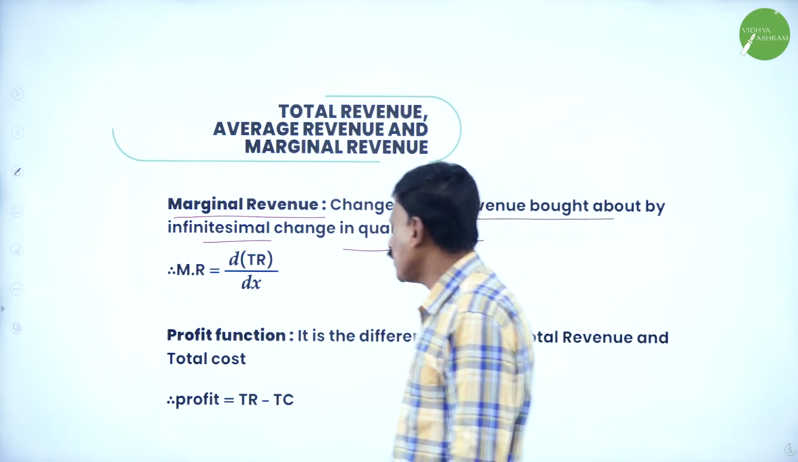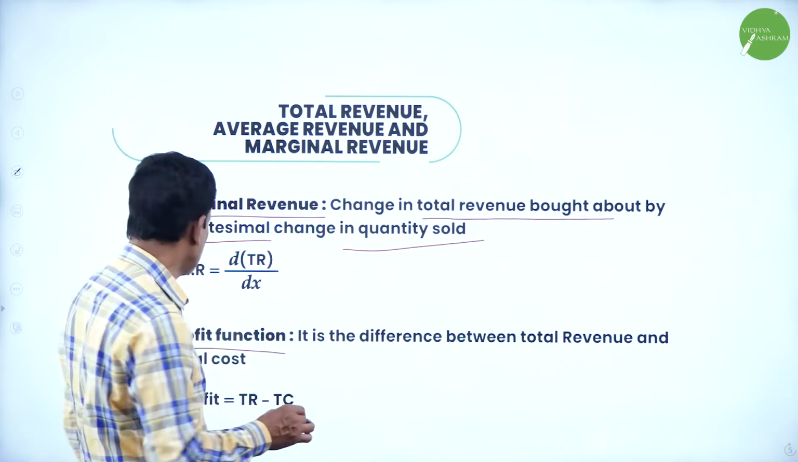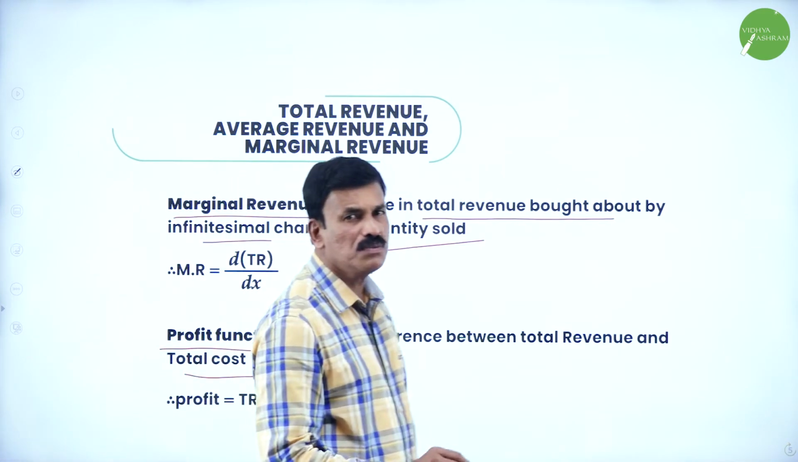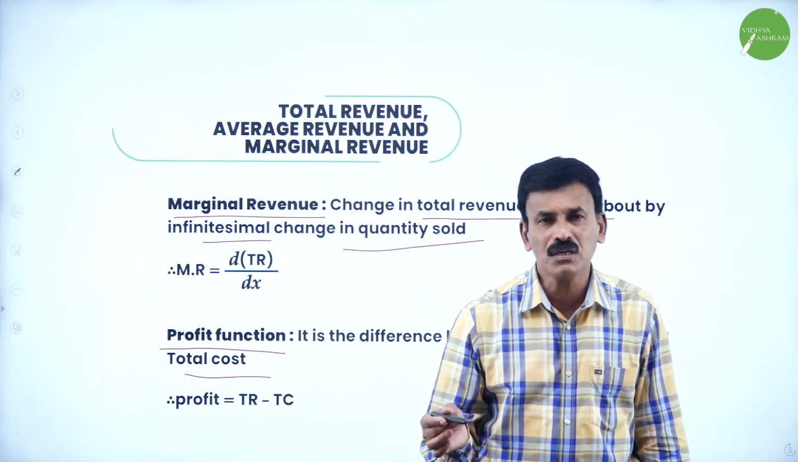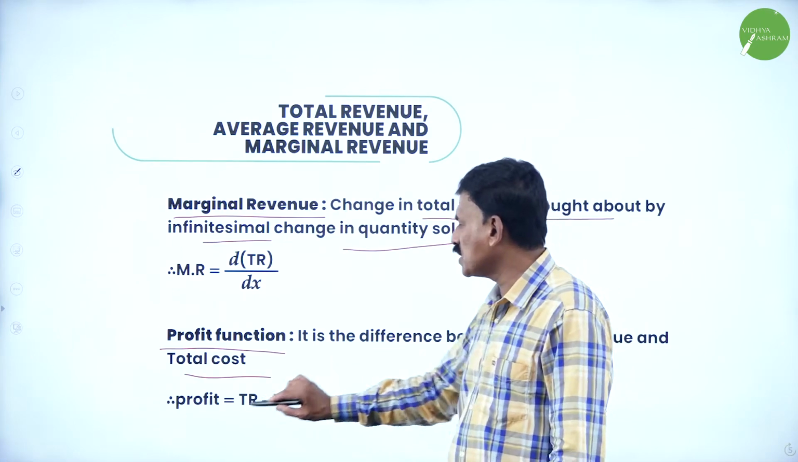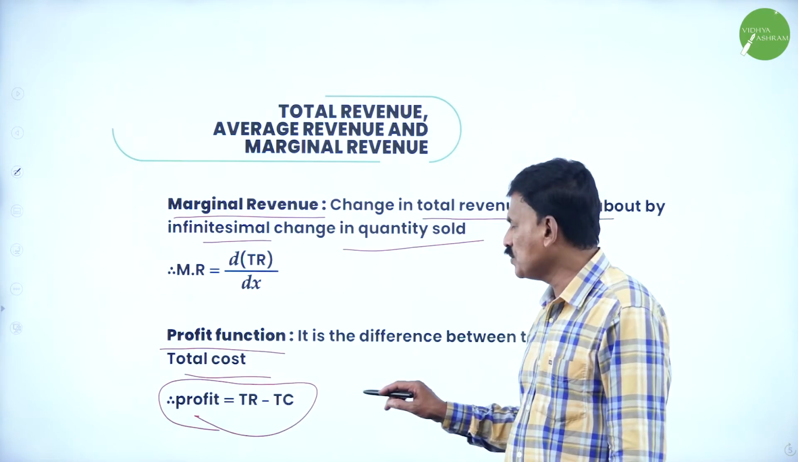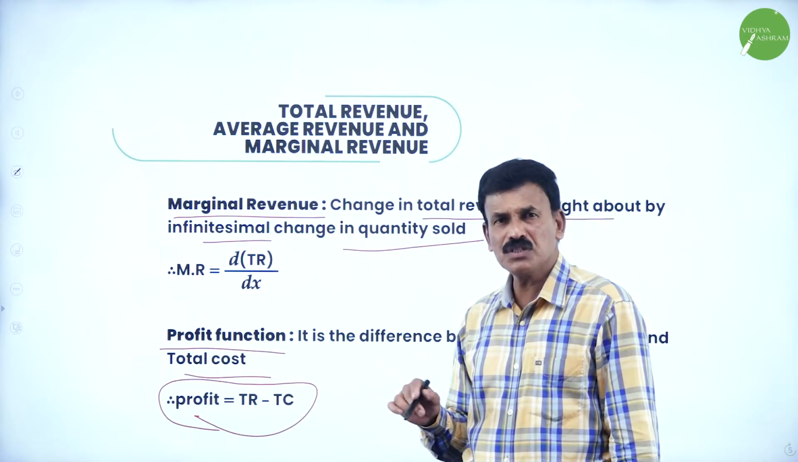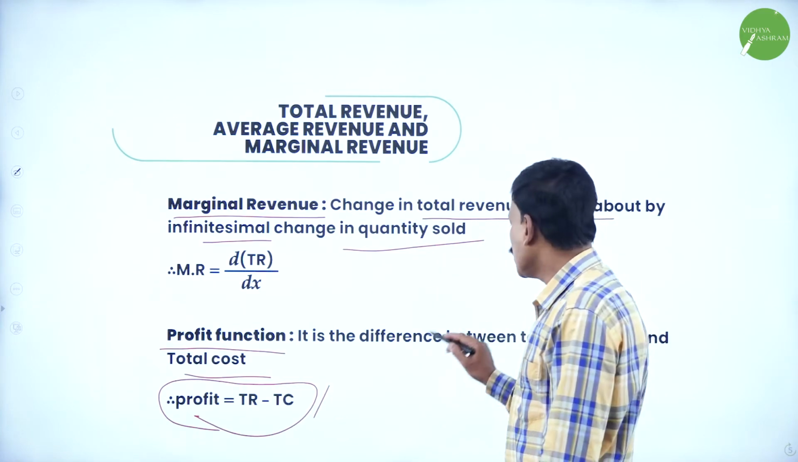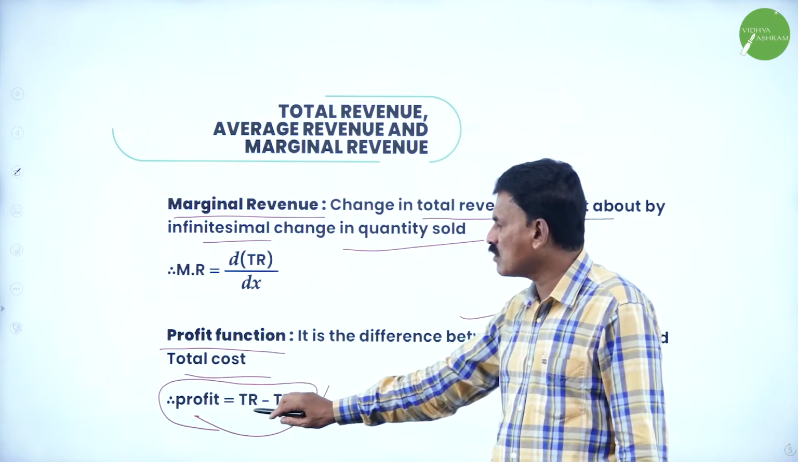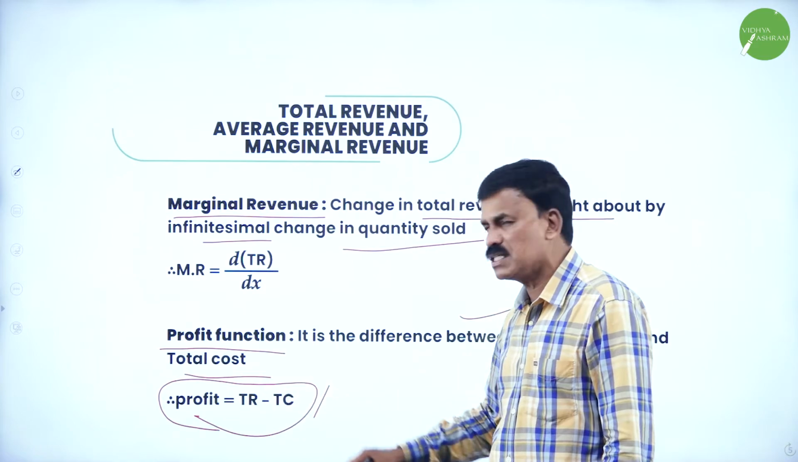Now what is a profit function? Profit function is nothing but the difference between the total revenue and the total cost. That is, profit is equal to total revenue minus total cost. The difference between the total revenue and the total cost will give the profit function, that is given by TR minus TC.